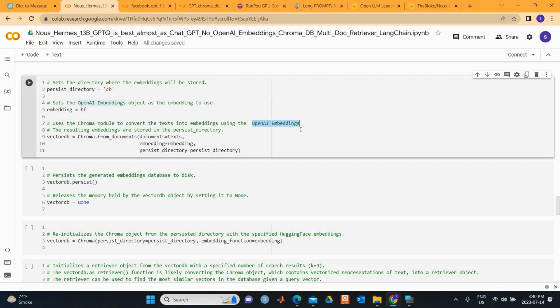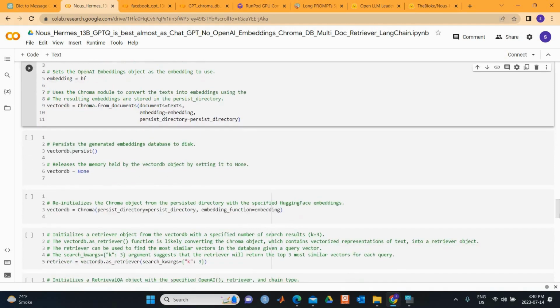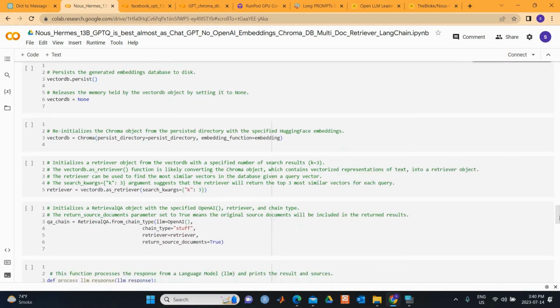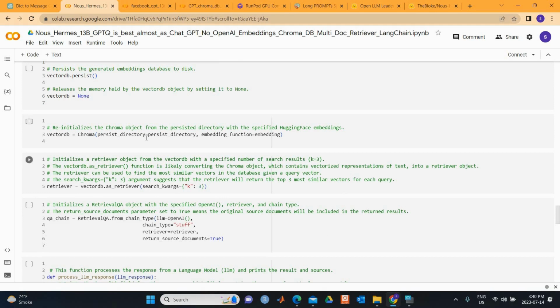Okay, so we are not using the OpenAI embedding, so that is just a typo here. We are using the open source embeddings. Similarly we specify other steps here, and also we put k equal to 3. So that means that the retriever will return the top 3 most similar vectors for each query.